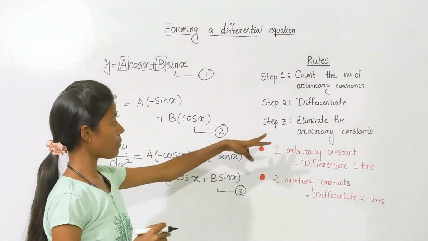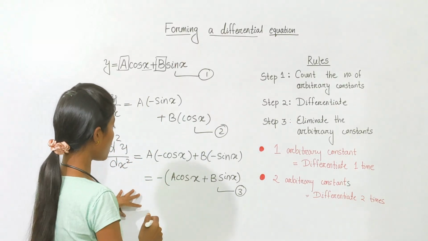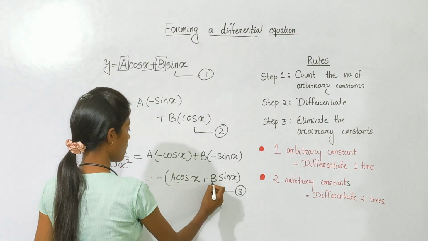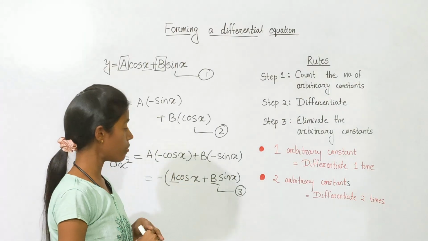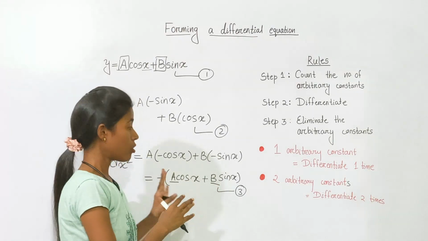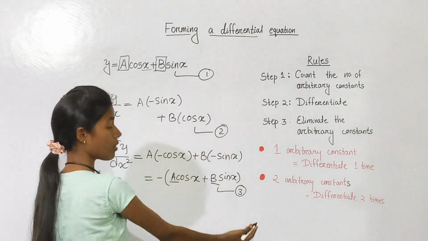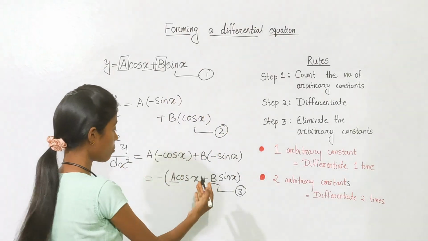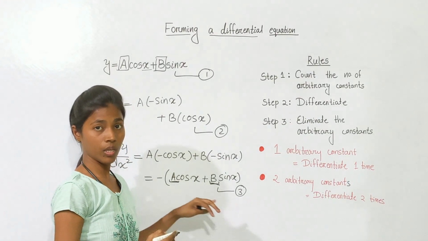So now the next step is to eliminate the arbitrary constants. Here you can see the arbitrary constants are available. So what will we do? Here our aim is to get rid of them. We will try to use equations 1, 2 and 3 to eliminate this a and b.